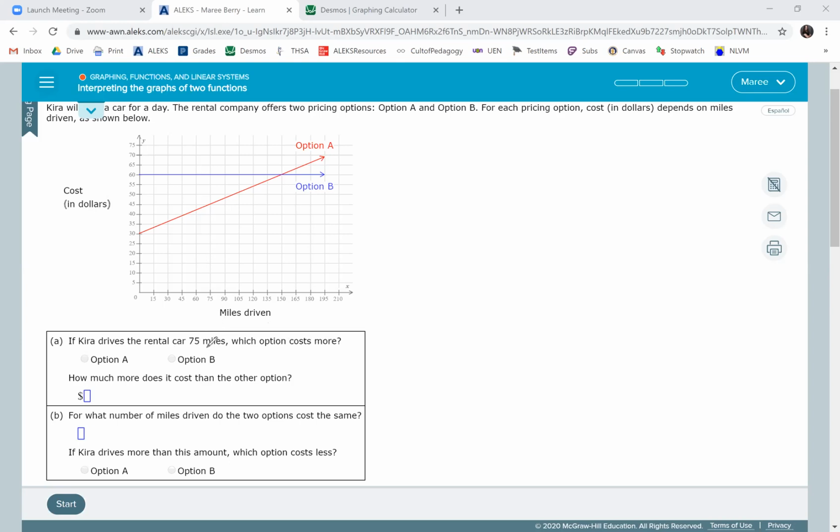So you want to look at the label, miles, so that you're in the right spot. So where it says miles, you come over to 75 and you go straight up. Which one costs more is the one that's going to be on top. So it's the blue line, which is option B.